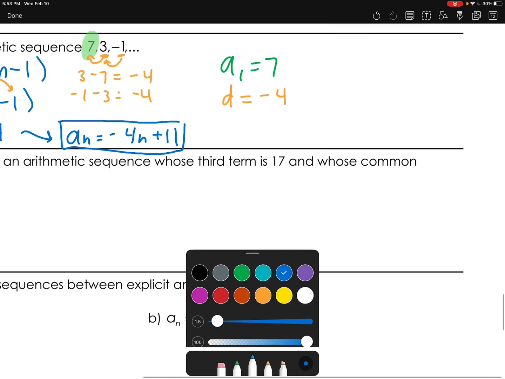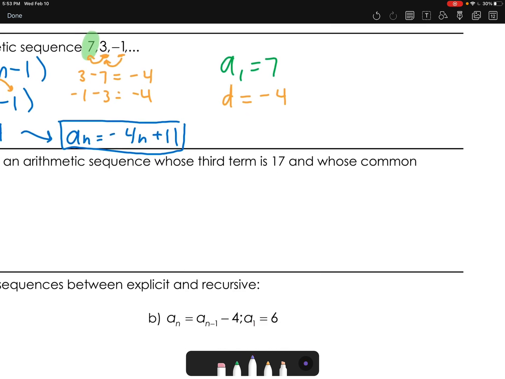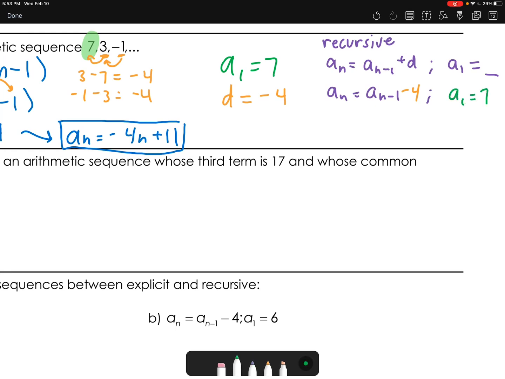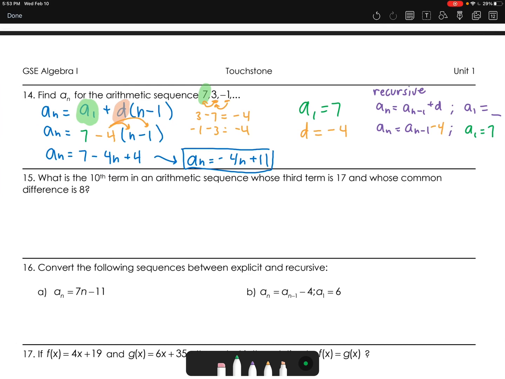If you wanted to write the recursive form of this equation, I'll do that really quick for you guys. Recursive would be a sub n equals a sub n minus 1 plus d; when a sub 1 equals blank. So I would write this as a sub n equals a sub n minus 1 minus 4; a sub 1 equals 7. Okay?